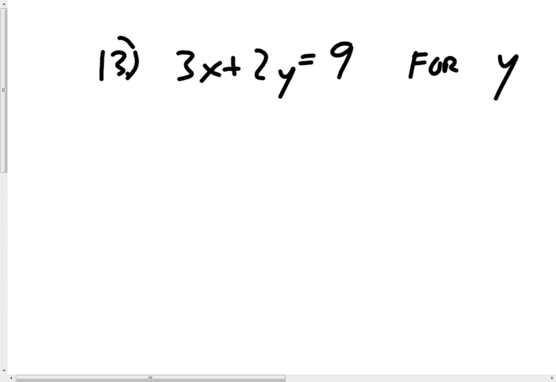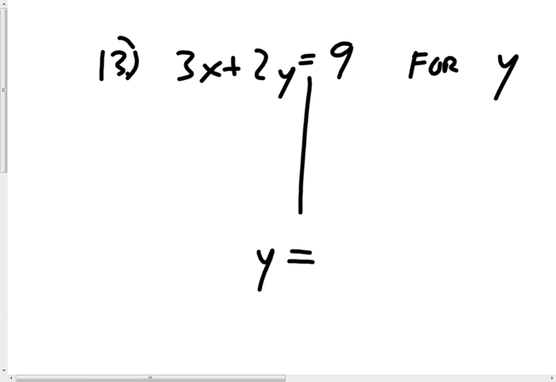How many variables are floating around in this? 2. I don't want 2. Which one do I want? Y. So down here, put the y all by itself. Your job is to get the variable alone. You do whatever it takes.